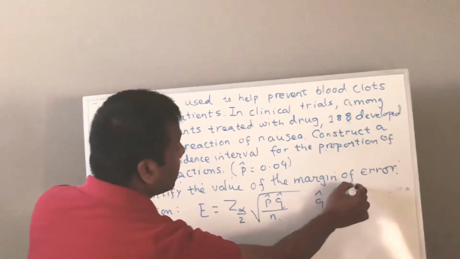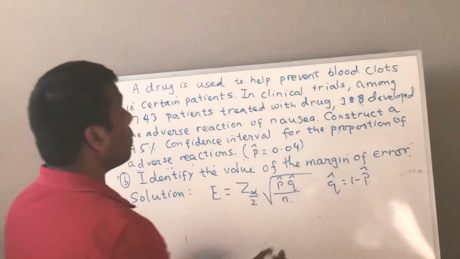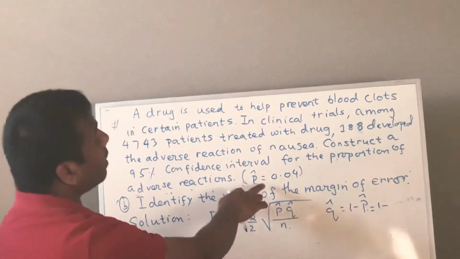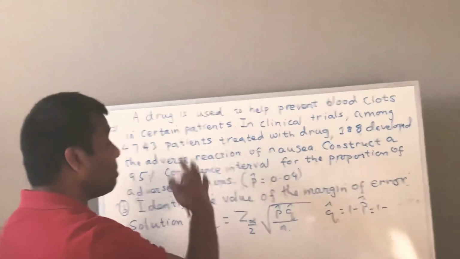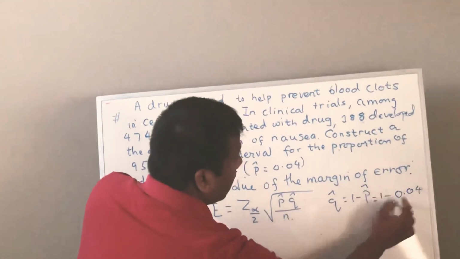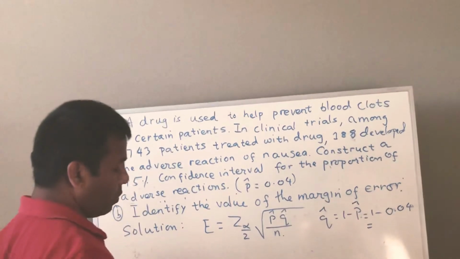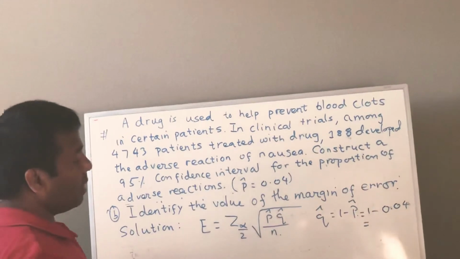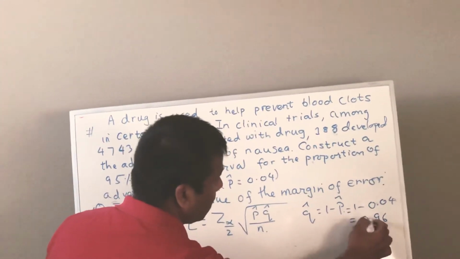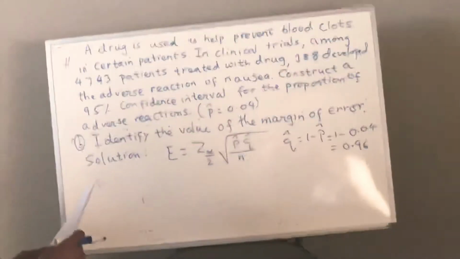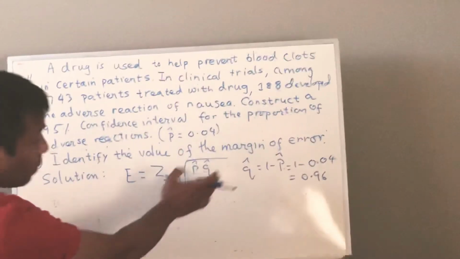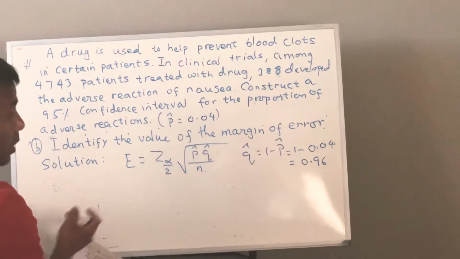1 minus P hat in this case. Okay? So now for our problem, this Q hat is 1 minus, and we already calculated P hat in part A. So 1 minus 0.04, and 1 minus 0.04 is going to be 0.96, I believe. Right, 0.96.